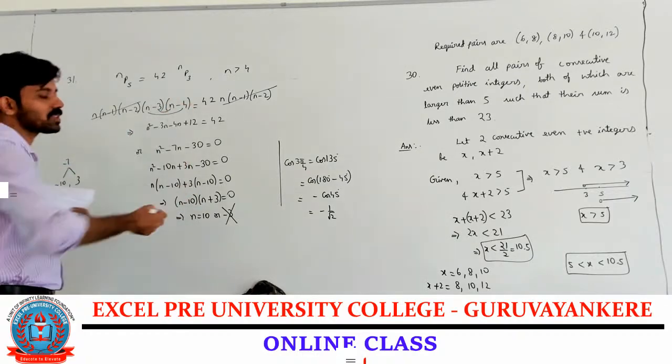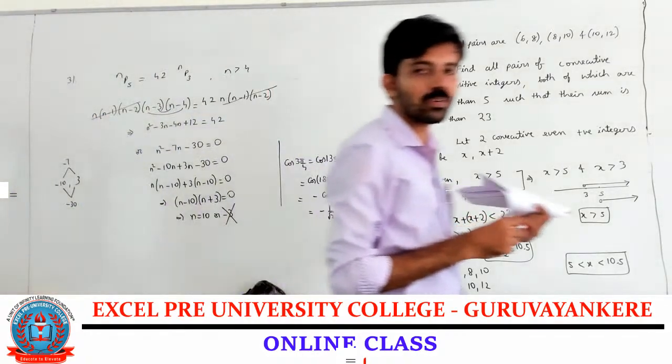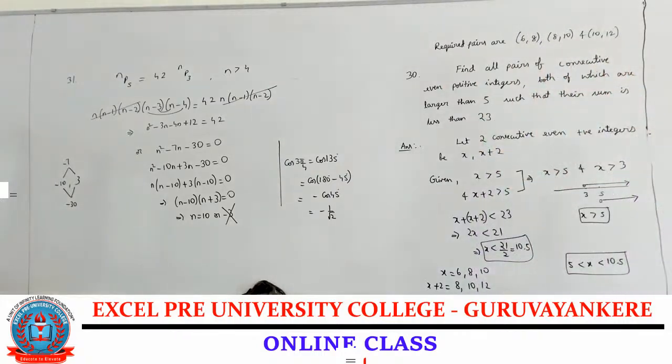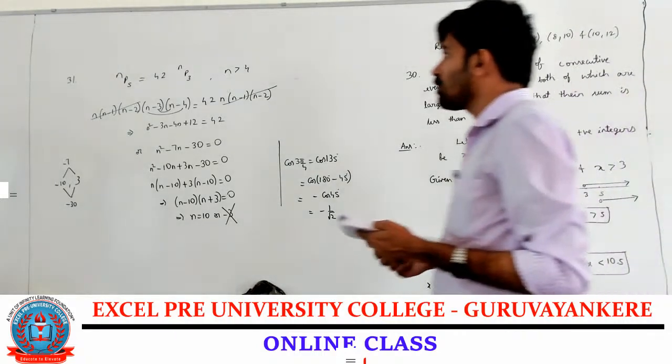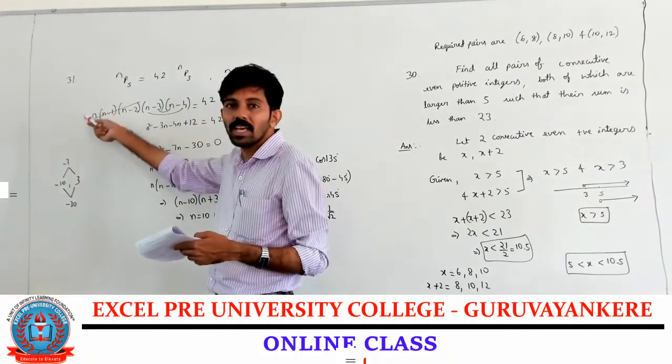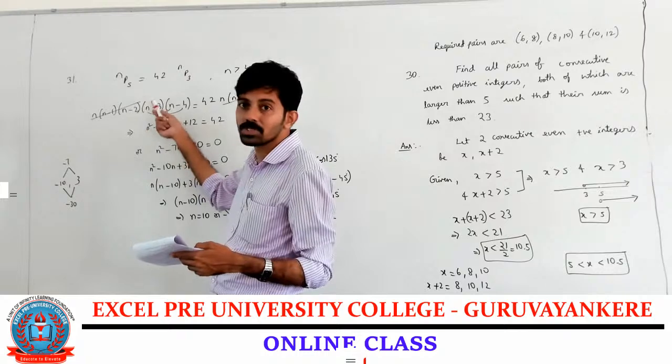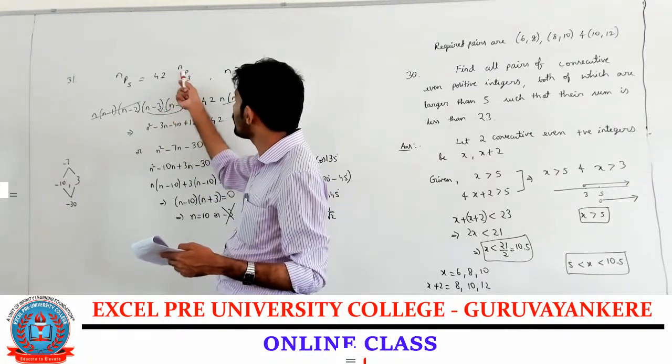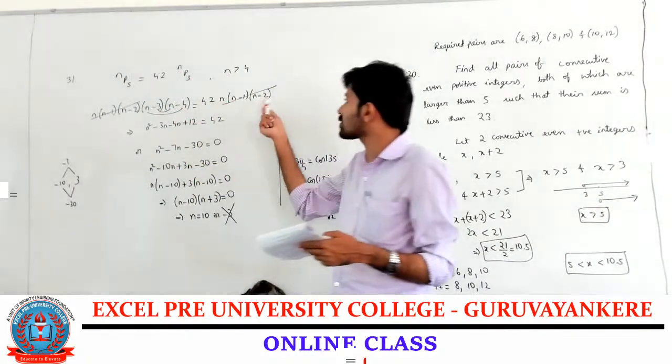Very simple question for 3 marks. Easy to score based on the computations. Formula: nP5 is, right, 5 factors going backwards: n into n minus 1, n minus 2, n minus 3, n minus 4. nP3 is n into n minus 1, n minus 2.